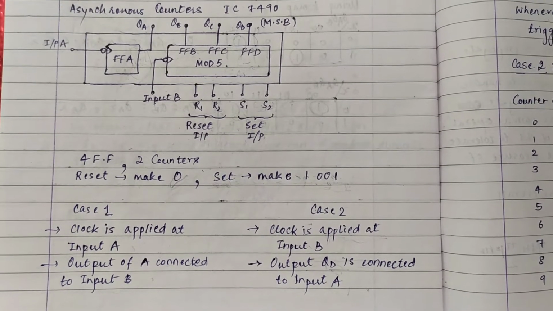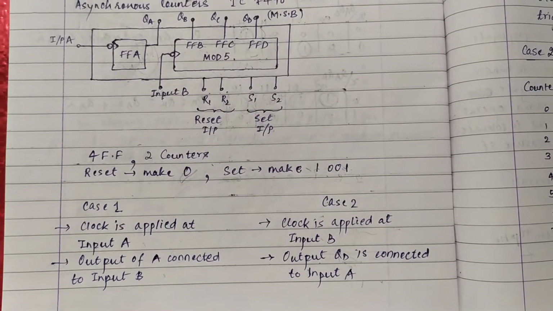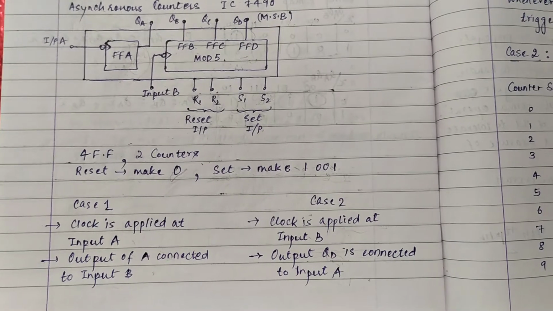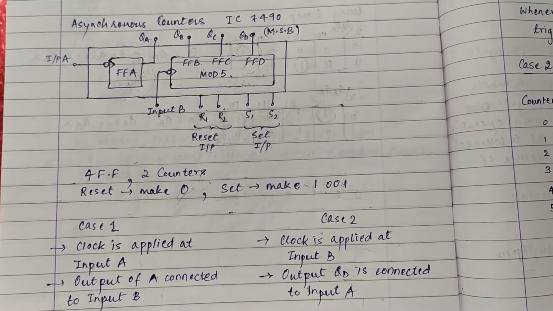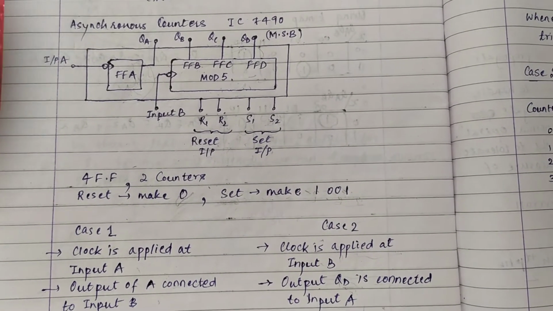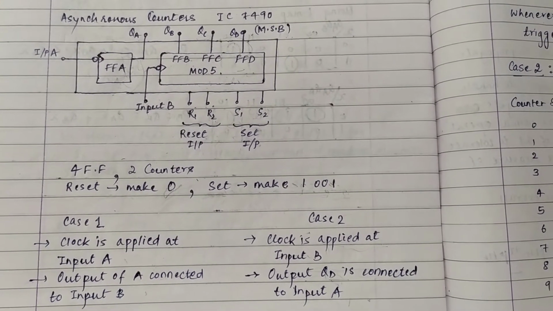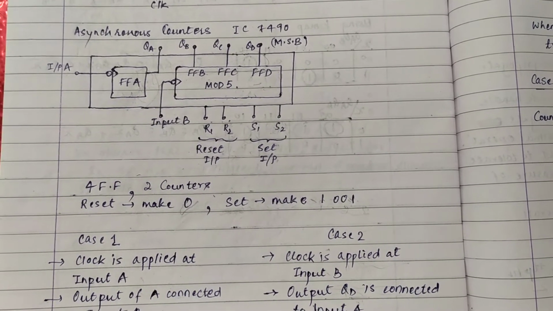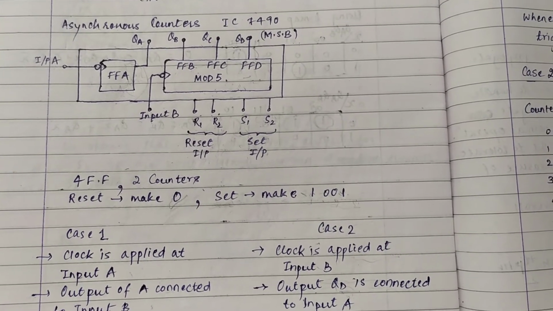Hello friends, today we are going to talk about asynchronous counters IC 7490. In this IC there are two counters, mod 2 and mod 5. Mod 5, as you know, requires 3 flip-flops, so we have used 3 flip-flops, that is B, C and D. Mod 2 requires 1 flip-flop, so we have used flip-flop A, as you can see in the block diagram. QA, QB, QC and QD are the outputs, QD being MSB, and input A is the input of the mod 2 counter and input B is the input of the mod 5 counter.